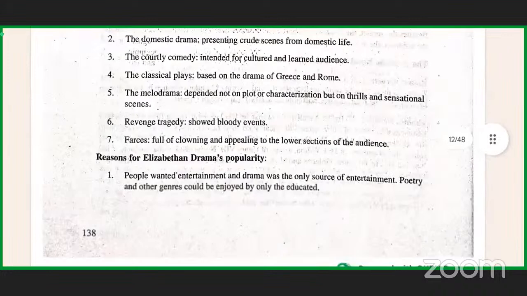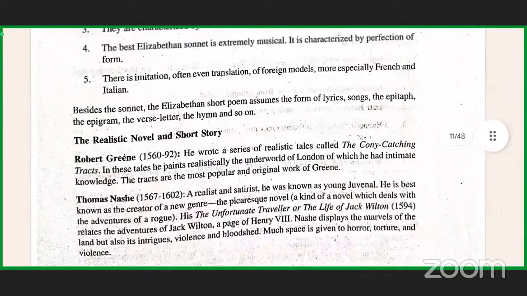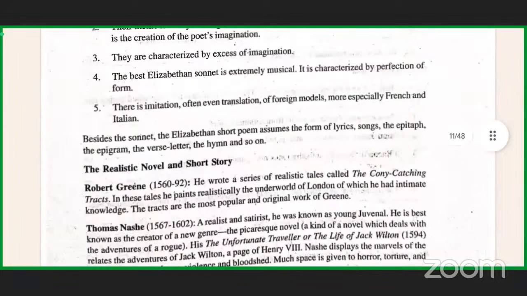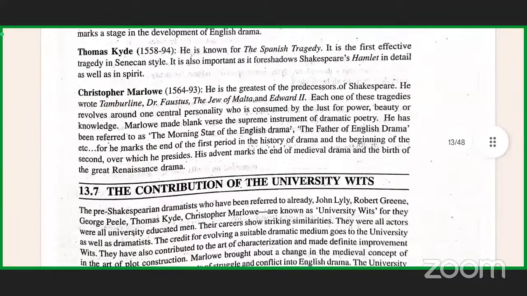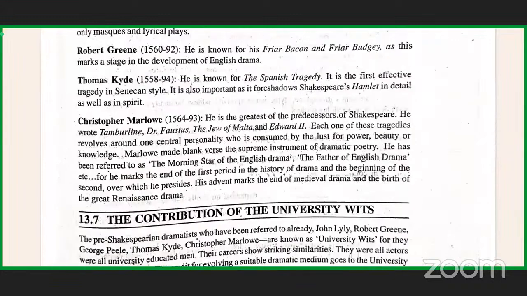Even if the title is not there, you can think about them. These people are known as the University Wits because all the seven writers or playwrights studied at Oxford or Cambridge University. Okay.